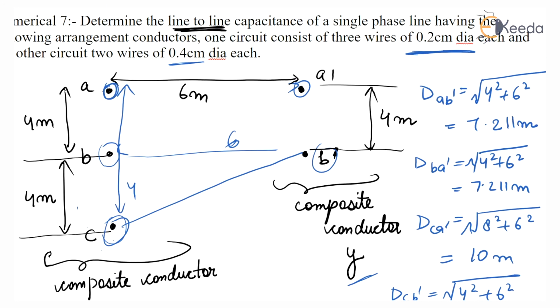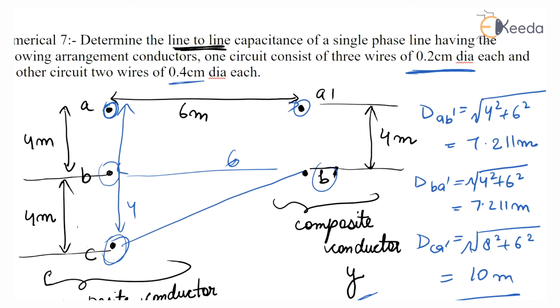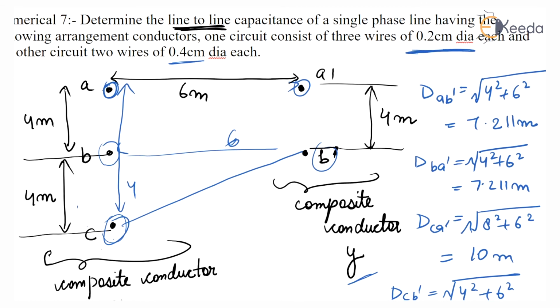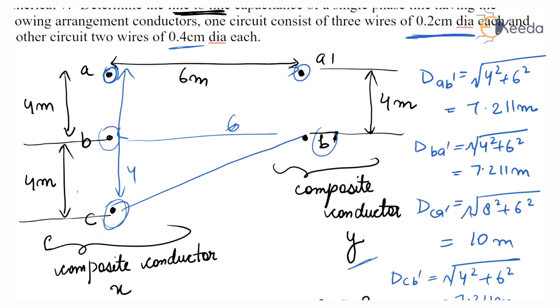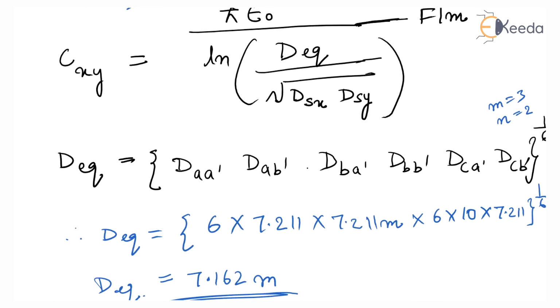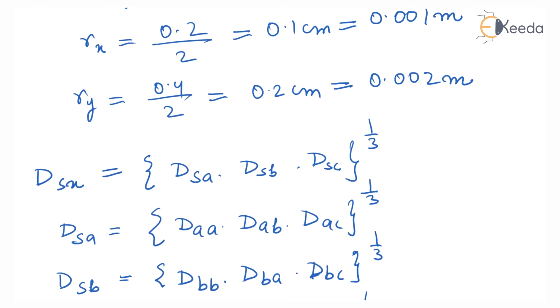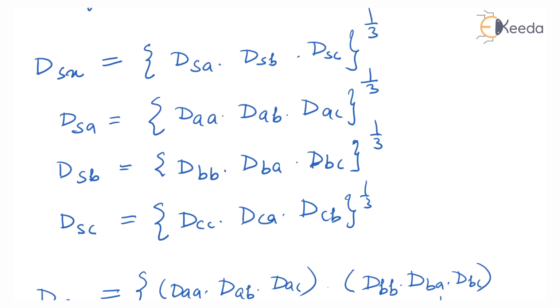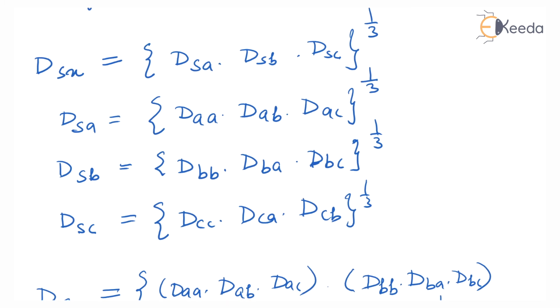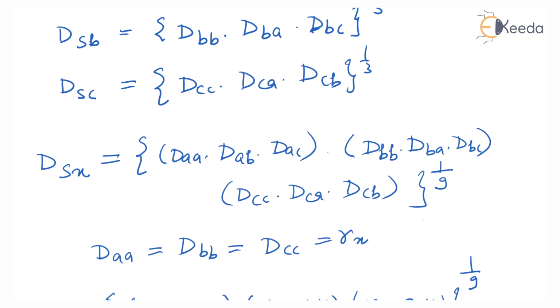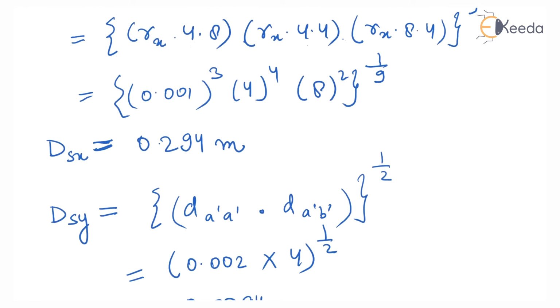Now we know the diameter for conductor X, that is 0.2 centimeter. So Rx is equal to 0.2 divided by 2, and we know the diameter for conductor Y, that is 0.4 centimeter, means 0.4 divided by 2. So Ry is equal to 0.002 meter. In the same way we find the self distance for conductor X and conductor Y. So for conductor X it is DSA into DSB into DSC, because there are 3 conductors. And similarly for Y we have only 2 conductors.